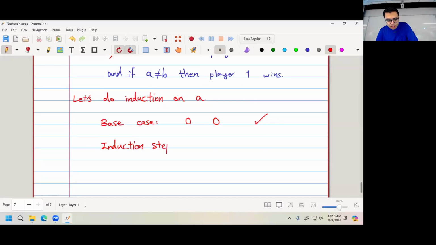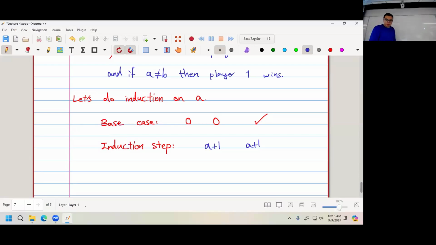By the way, in the exam, you have to actually write everything that I'm saying. I don't write everything, but you have to explain what you're doing. So in the induction step, let's say that I have A plus 1, A plus 1. Now, what is my induction hypothesis? My induction hypothesis is that if I start the game at AA, player 2 wins. But I'm starting the game at A plus 1, A plus 1.